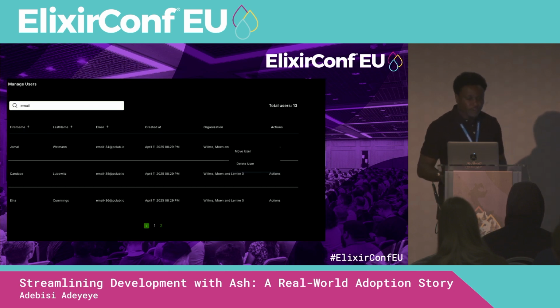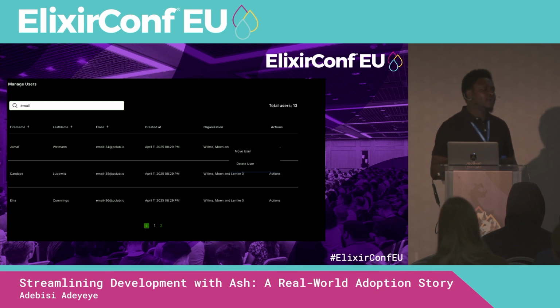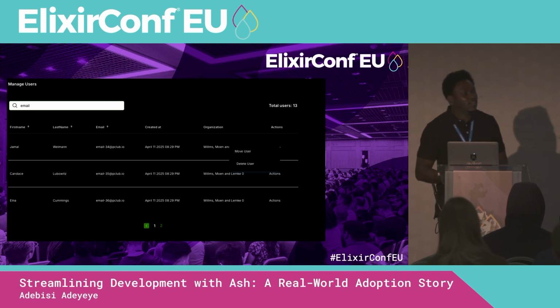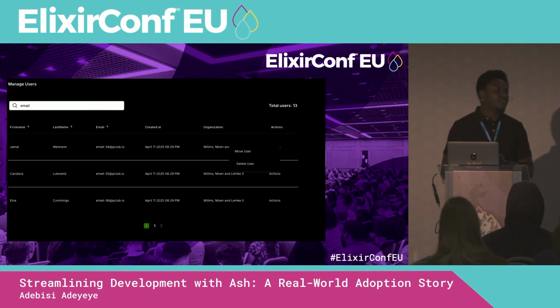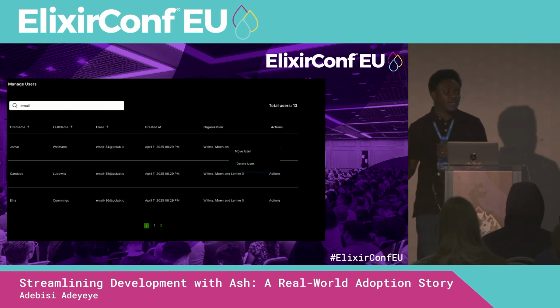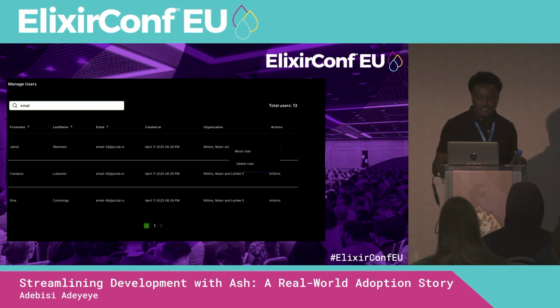So for us to do that, we needed to create a user resource. But mind you, we already have a user schema and an accounts context because we also use phx.gen.auth. So we had to find a way to let the generators generate a different context for that. So we called it Ash accounts. That way we delineate everything that has to do with Ash from the other side of our code base. So we then created a user resource.